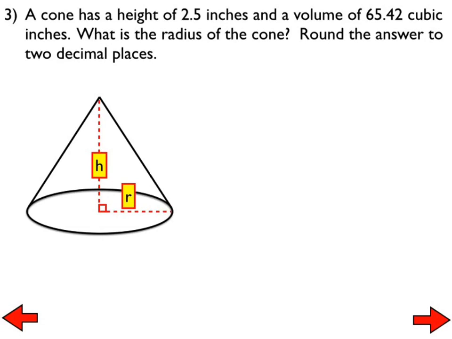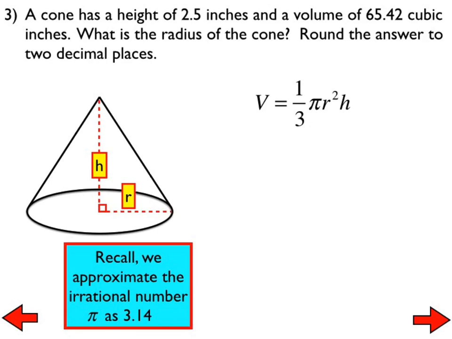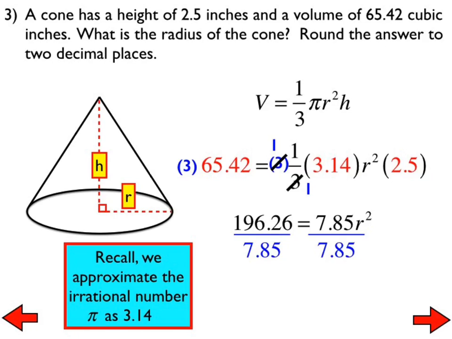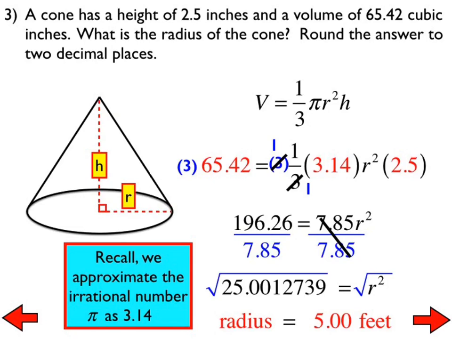All right, so in this problem we are looking for the radius rounded to 2 decimal places. So volume of a cone looks like that. Substitute in what I know. And then of course, I'm going to multiply both sides by 3, which will then give me something that looks like this. Divide both sides by 7.85. And then, of course, I need to now take the square root of both sides. And it should be 5.00 feet for the radius.